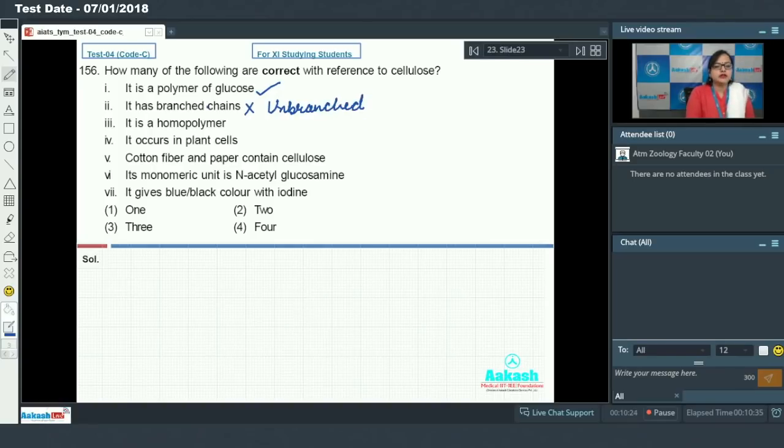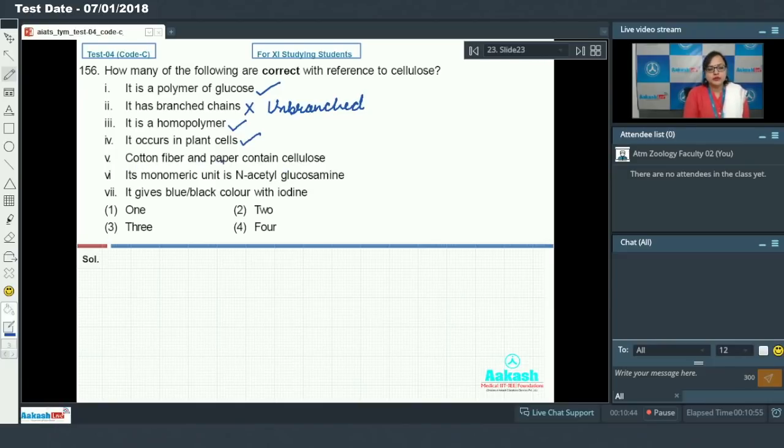So this cannot be an answer. Option 3, that is, it is a homopolymer, means it is made up of only one type of monomeric unit, that is glucose. So this is true regarding cellulose. Option 4, it occurs in plant cell. You know that plant cell wall is made up of cellulose. So this is true regarding cellulose.